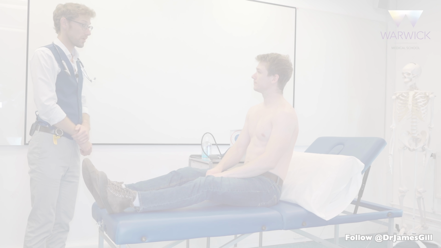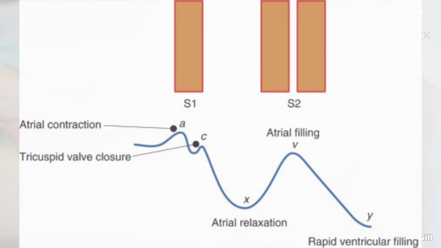Looking at the waveform of the JVP, the normal JVP waveform has two distinct peaks per cardiac cycle. An A wave corresponding to the right atrial contraction and occurs just before the first heart sound. However, in atrial fibrillation, that A wave is absent. The V wave is caused by the atria filling during ventricular systole when the tricuspid valve is closed. Rarely, a third peak, the C wave, can be seen due to closure of the tricuspid valve.